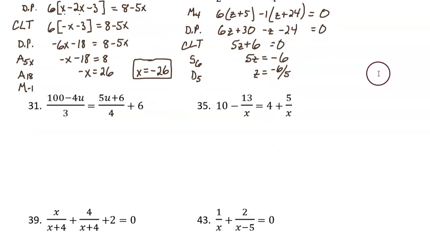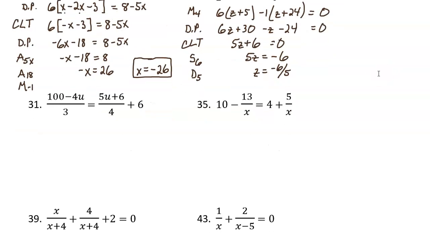Next, number 31. This is a very similar problem. I noticed there's fractions. So I'm going to multiply all the terms by the lowest common denominator, which is a 12. When you multiply this one by 12, think about what 12 over 3 reduces to. That reduces to a 4. So it would become 400 minus 16u.